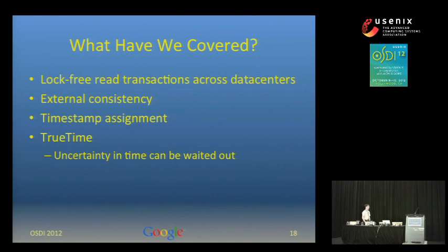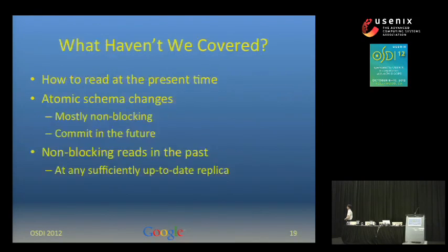So what I've done is a deep dive into a long chain of reasoning to justify why we want read-only transactions to be consistent even across data centers. I've explained how you need external consistency to achieve that feature. I've described the algorithm of timestamp assignment that gives you external consistency. I've described the TrueTime API and how you can wait out uncertainty to actually achieve all of these features.